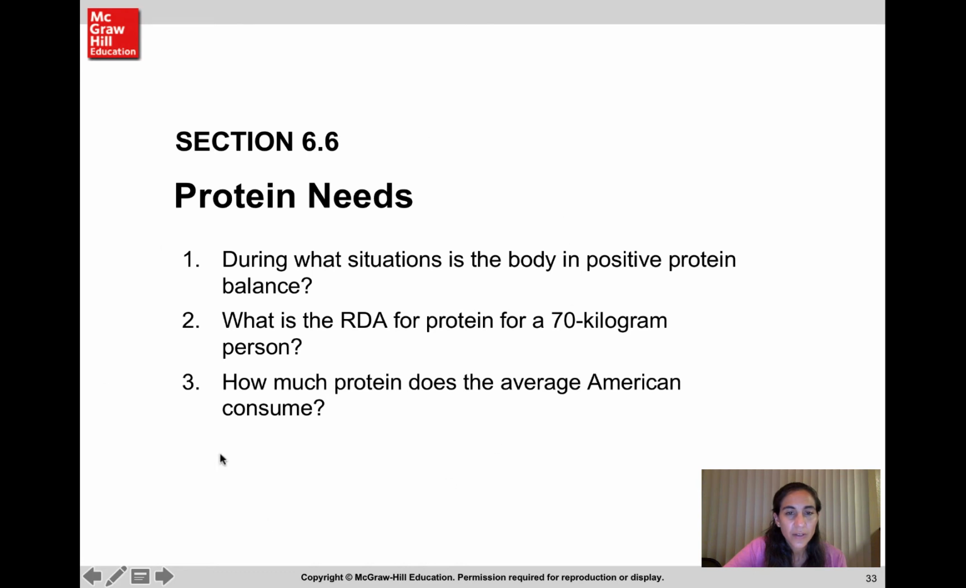So you can review that material with these questions regarding the RDA for protein and related recommendations.